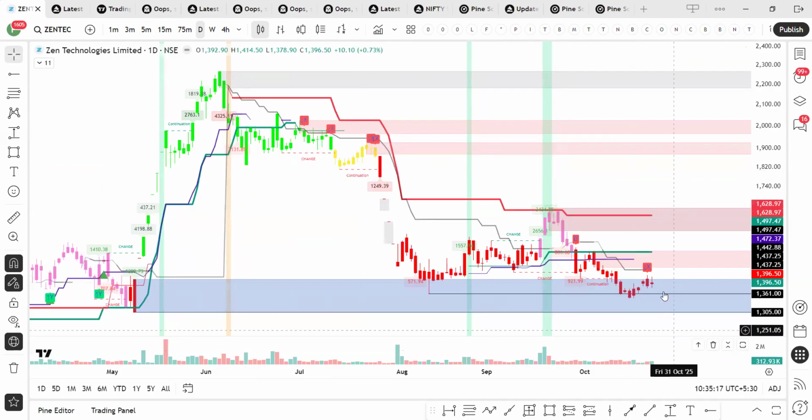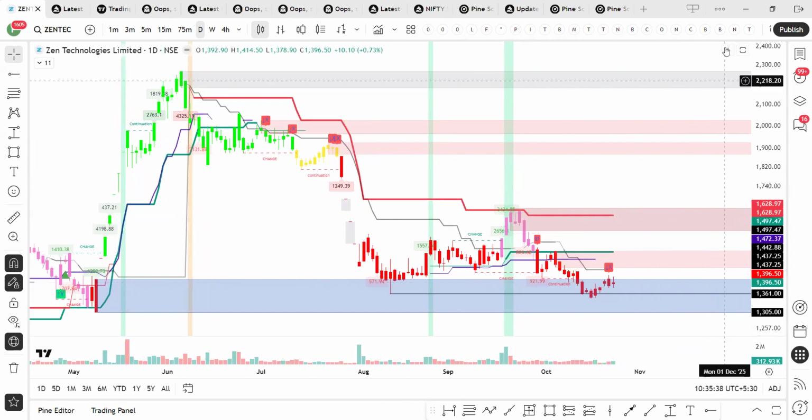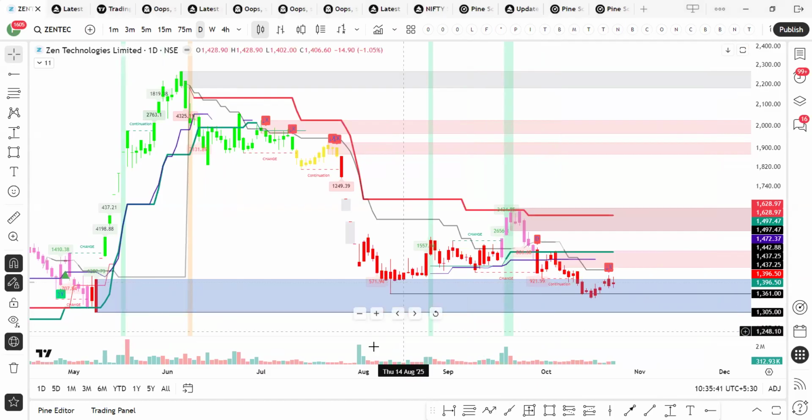My preferred approach is trend following. If candle closes above this and gives a retracement, that will be good. And if it closes above this bias band, that will be even better. Even then, I will look for retracement entry. I will not look for buying on momentum. First is retracement. After two retracements, momentum entries. So that's it about Zentech.